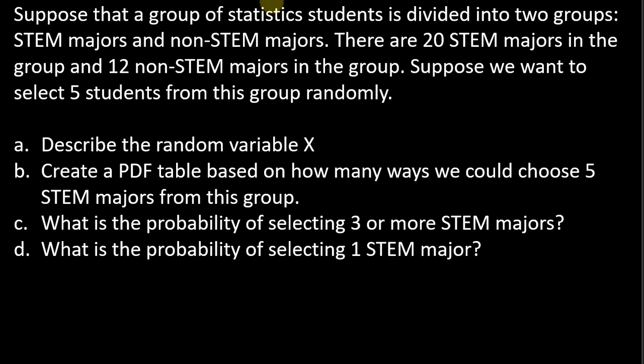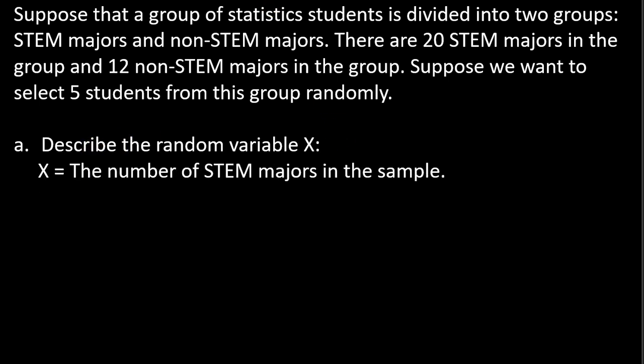So if I'm asked to describe the random variable x, this will just be the number of STEM majors in the sample, okay? And that is literally just because STEM is what came first. So if it said non-STEM first, then we would center this around non-STEM first.